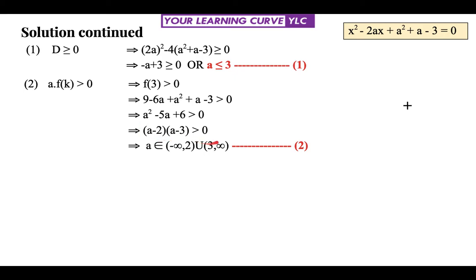To get the values of a for which this product is positive, we have to use method of intervals. So what we do, we plot these two numbers on the number line, 2 and 3, then we start with positive, and since the powers are 1, every time we cross a number plotted on the number line, we will be changing the sign of the quadratic factor. So positive, negative, positive. So for this product to be positive, a belongs to minus infinity to 2 and then 3 to infinity. This is our second inequality.